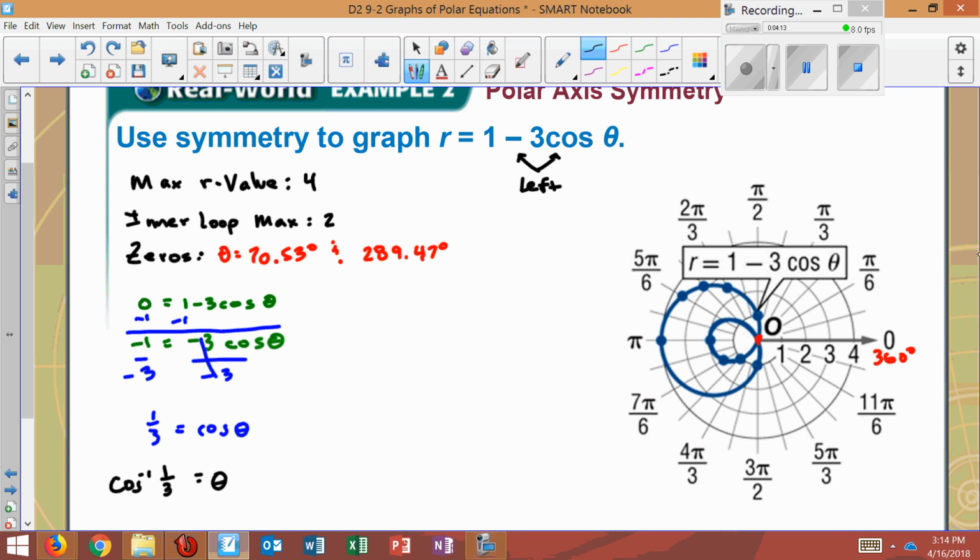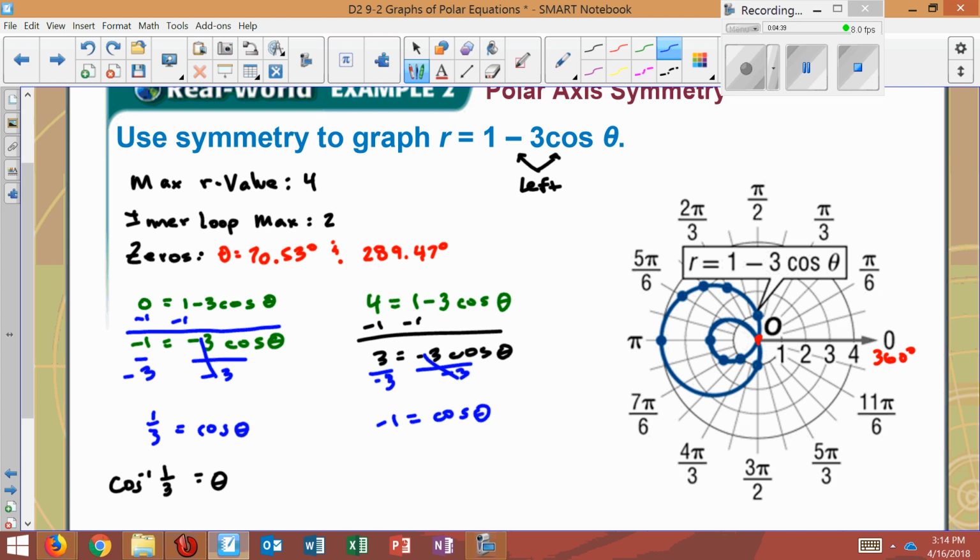If I know the maximum is 4, I'm going to say that 4 equals 1 minus 3 cosine theta. So we would subtract 1, and then we'd have 3 equals negative 3 cosine theta. I would divide by negative 3. And once I do this, I now know that negative 1 equals cosine theta. I take the inverse: cosine inverse of negative 1 is going to equal theta.